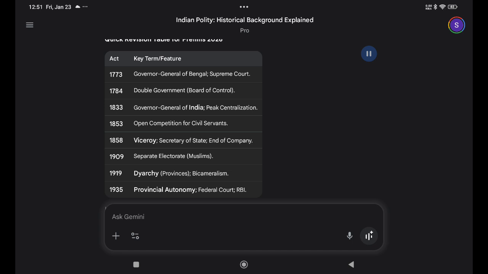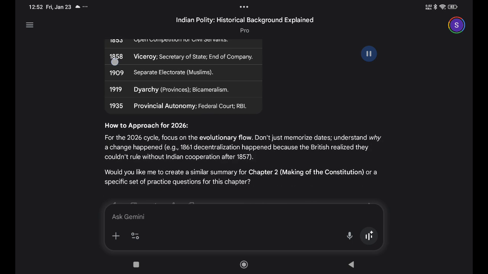1858: Viceroy, Secretary of State, end of company. 1909: Separate electorate, Muslims. 1919: Diarchy, provinces, bicameralism. 1935: Provincial autonomy, Federal Court, RBI.